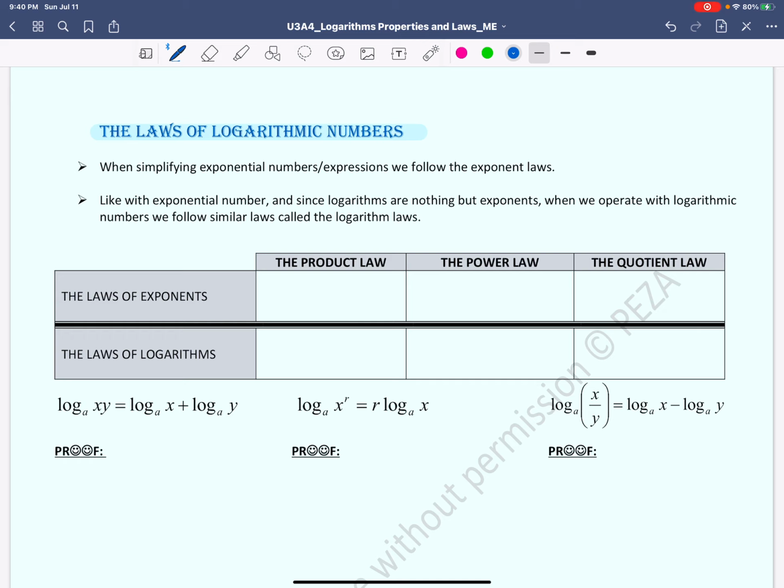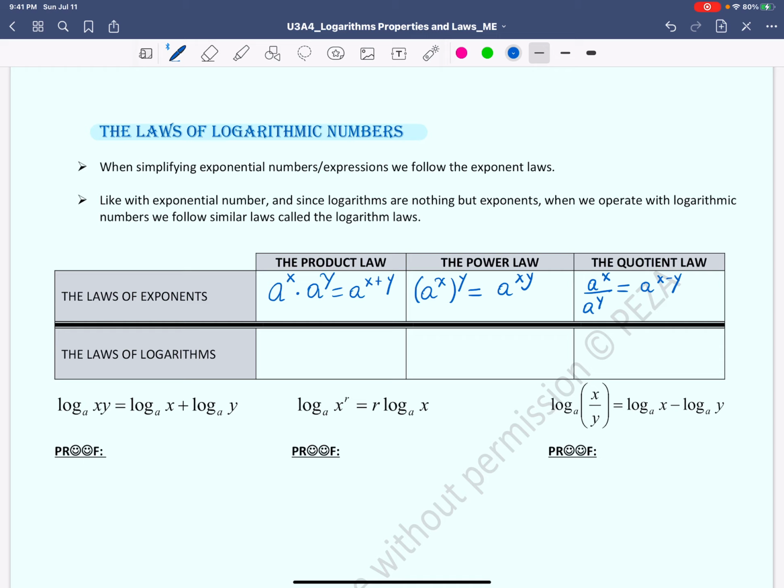So, the product law of exponents helps us find the product of two exponential numbers. So, a to the power of x times a to the power of y equals a to the power of x plus y. The power law helps us find the power of an exponential number. So a to the power of x, to the power y, is a to the power of x times y. The quotient law helps us divide two exponential numbers. A to the power of x divided by a to the power of y equals a to the power of x minus y.